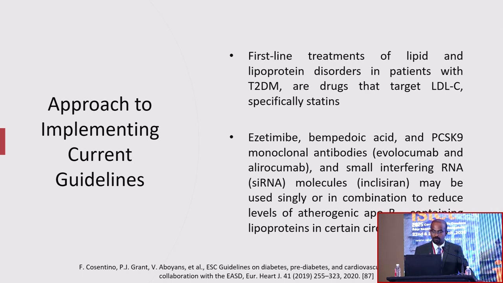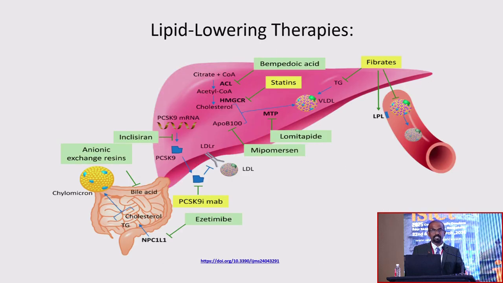You have other molecules like ezetimibe, bempedoic acid, and the PCSK9 inhibitors which are coming up. There are two monoclonal antibodies, and an siRNA molecule, that is inclisiran. I think that will be reaching the market soon. I don't know whether it is available yet in Bangalore. I think it will be launched next month, including Bangalore and Trivandrum. So these are the lipid lowering therapies.